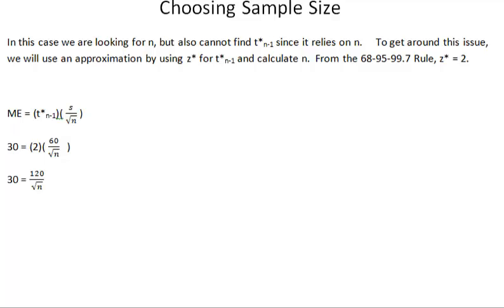Well, 2 times 60 is just 120, so that's an easy simplification. And then we need to get that root N off of the bottom, so we multiply both sides by it, and you end up with 30 times root N equals 120. That means root N is 120 divided by 30, or 4. Well, if the square root of N is 4, that means N is actually 16 when you square both sides.